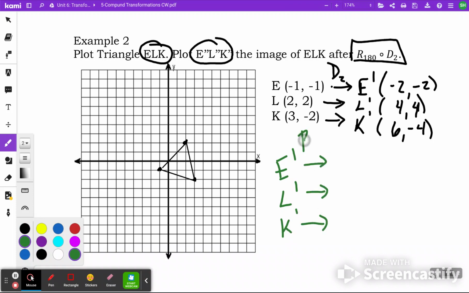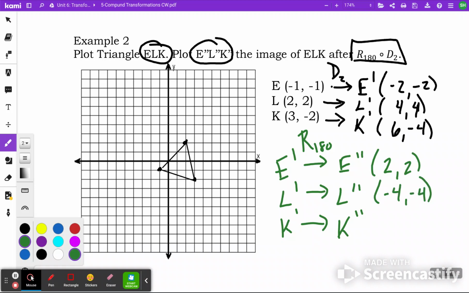and now complete the rotation of 180 degrees, which will give me E double prime, L double prime, and K double prime. And if you remember, the rotation of 180 degree rule is to just switch the signs of both items. So -2, -2 becomes 2, 2. 4, 4 becomes -4, -4. And 6, -4 becomes -6, +4.